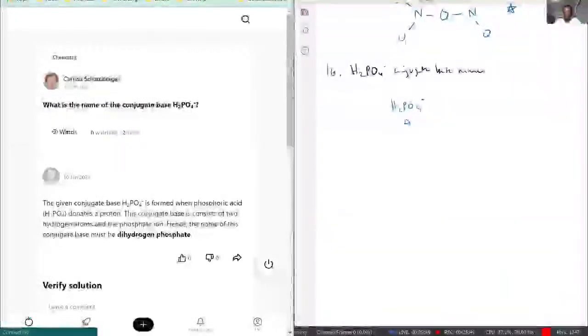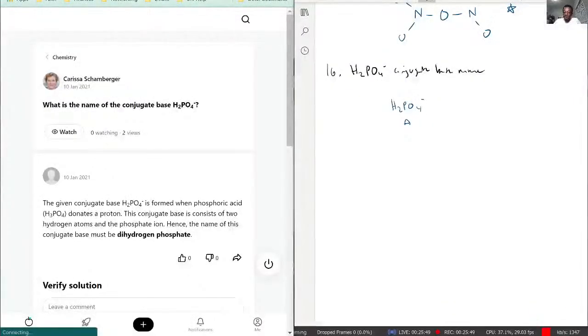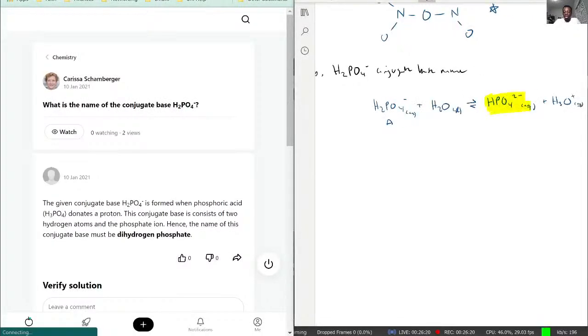And that would be liquid. And so now the H2O will be taking a proton from it. So we have HPO4 2 minus plus H3O plus. So this is what we want to focus on here, the HPO4 2 minus. So what will be the name for this?